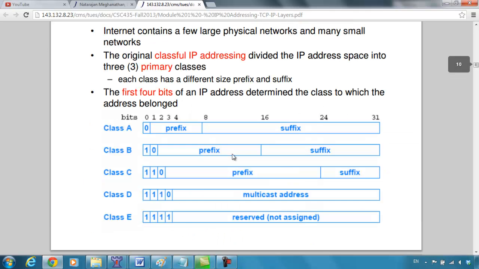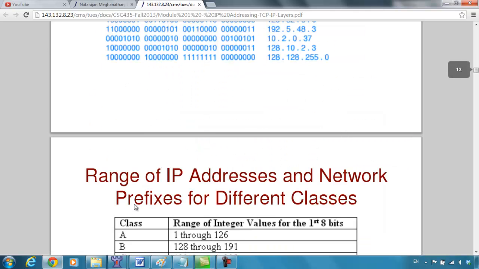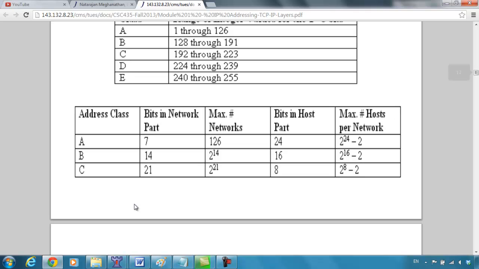Now for class C, the first bit is a 1, the second bit is a 1 to distinguish from class B. Then to distinguish from the rest of the classes, the third bit in a class C IP address is a 0. Which means you have the first 3 bits fixed within this 24 bits for the network part. So you can really have only 2 to the 21 class C networks. Okay. And within those 8 bits for the host part, you cannot have all zeros or all ones, so you have 2 to the 8 minus 2 hosts per class C network.